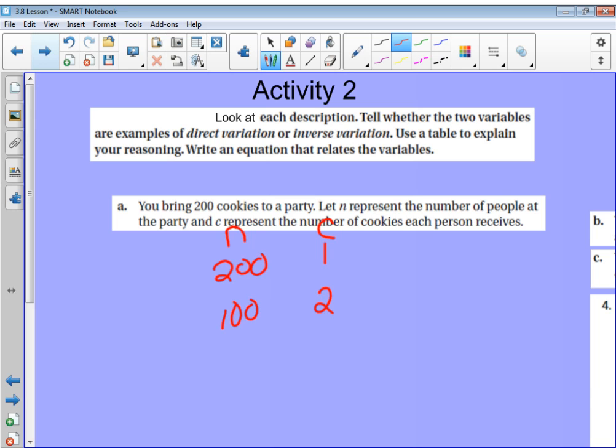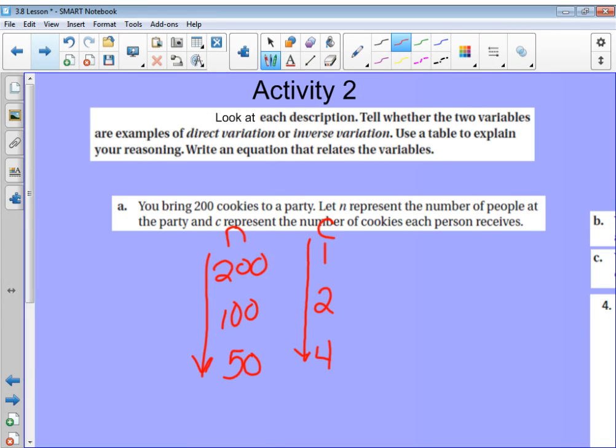Okay, let's do one more example. Let's say we had 50 people. If we had 50 people come to the party and we have 200 cookies and we take that 200 cookies and divide it by those 50 people, each person is going to get 4 cookies. So now let's look at the data that we have. As we look at that data, as our number of people decreases or gets smaller, what happens to our cookies? What happens to our numbers here on this side? We went from 200 to 100 to 50, and on the other side, the number of cookies went from 1 to 2 to 4.